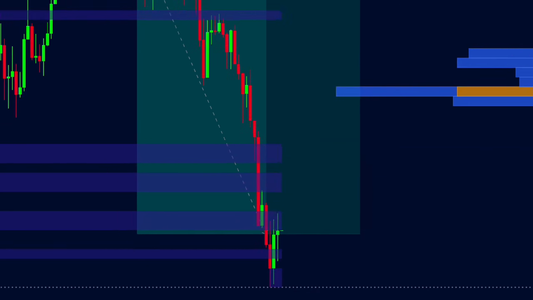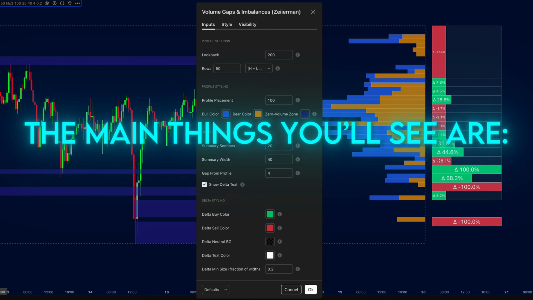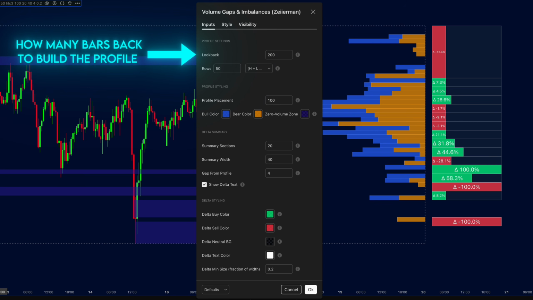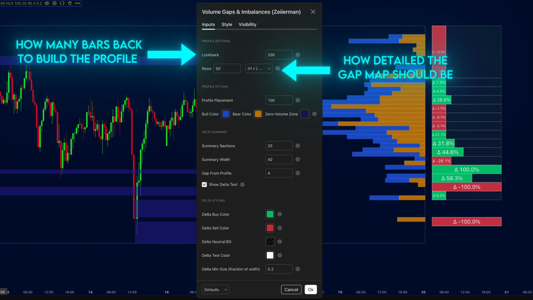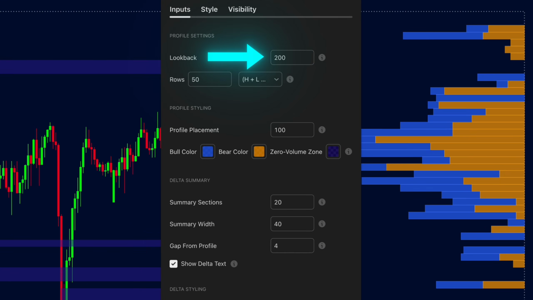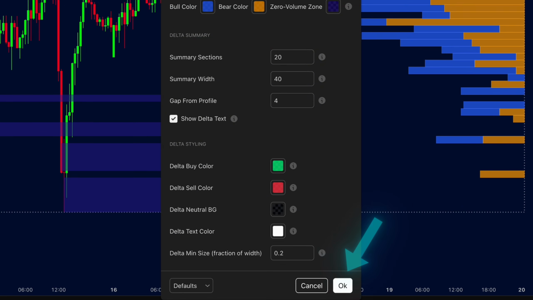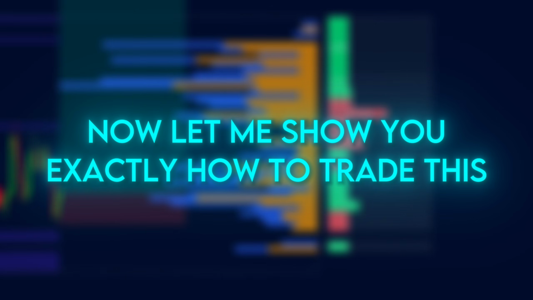Before we trade, let's get your settings right. Double-click on the indicator to open the settings panel. The main things you'll see are: look back, how many bars back to build the profile; resolution, the number of rows, how detailed the gap map should be; and delta panel options, how the buy/sell pressure is summarized. Start by picking a sensible look back: 100 to 200 bars if you're day trading, 300 plus if you want more context. For most traders, default resolution works fine. It gives a clear picture without too much clutter. Once you like what you see, click OK. Now let me show you exactly how to trade this.